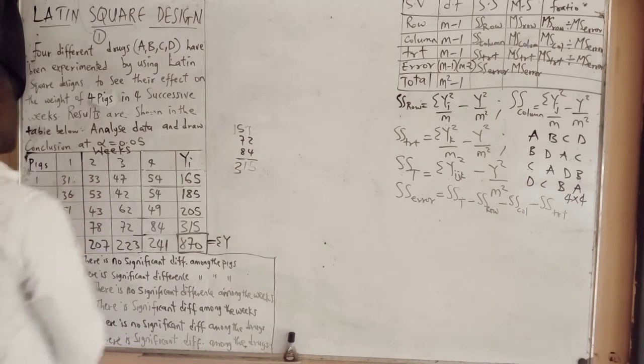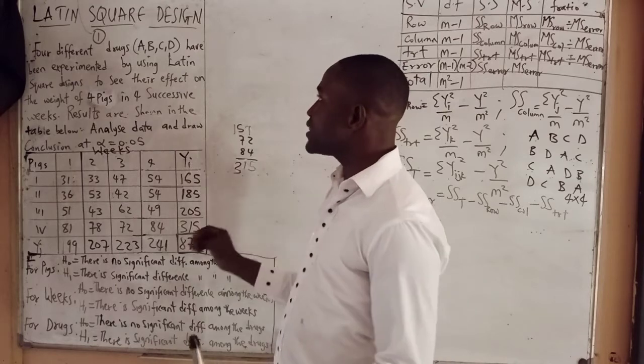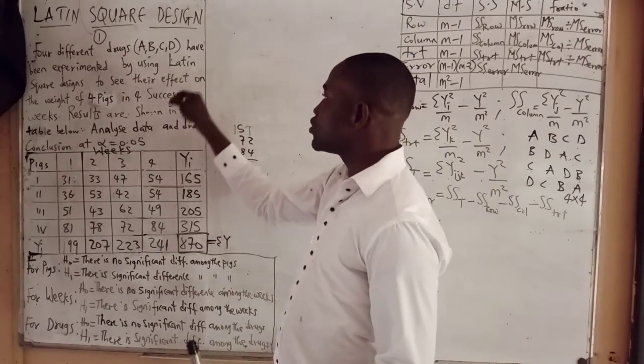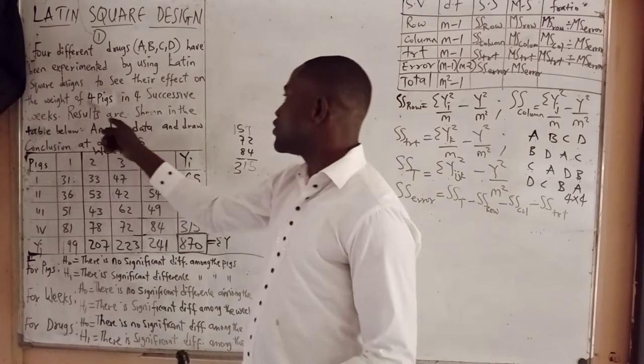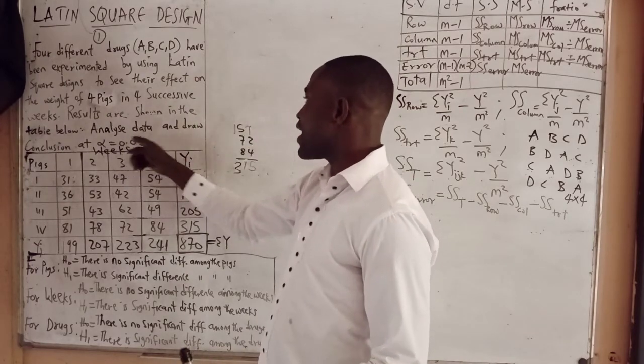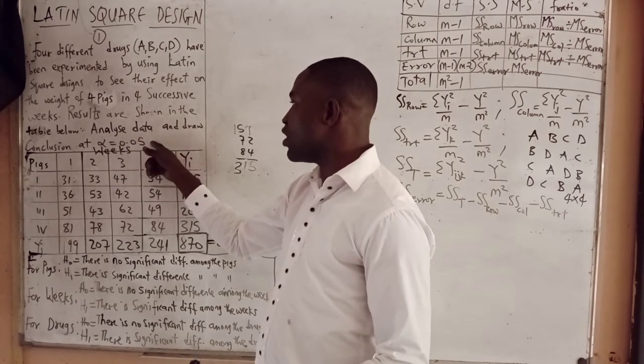Now, in this question, they say 4 different drugs A, B, C, D have been experimented by using Latin square designs to see their effect on the weights of 4 pigs in 4 successive weeks. Results are shown in the table below. Analyze data and draw conclusion at alpha equal to B. So this is our level of significance.